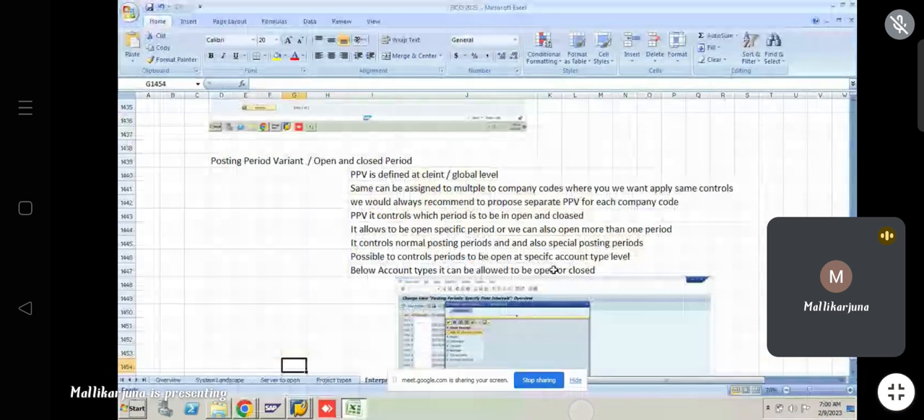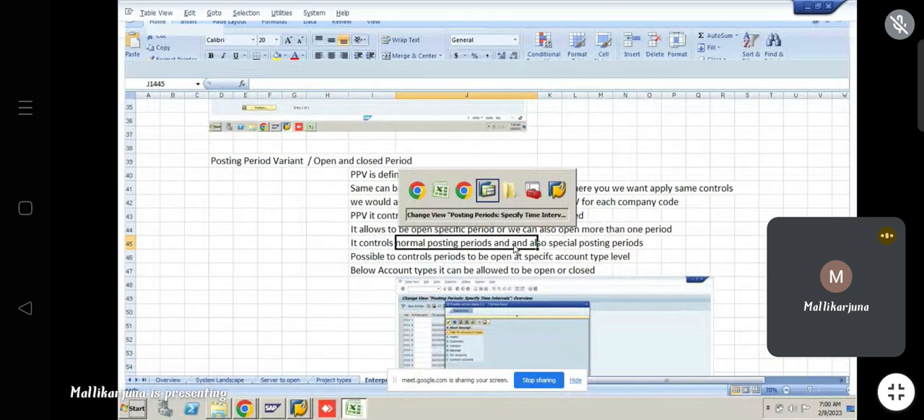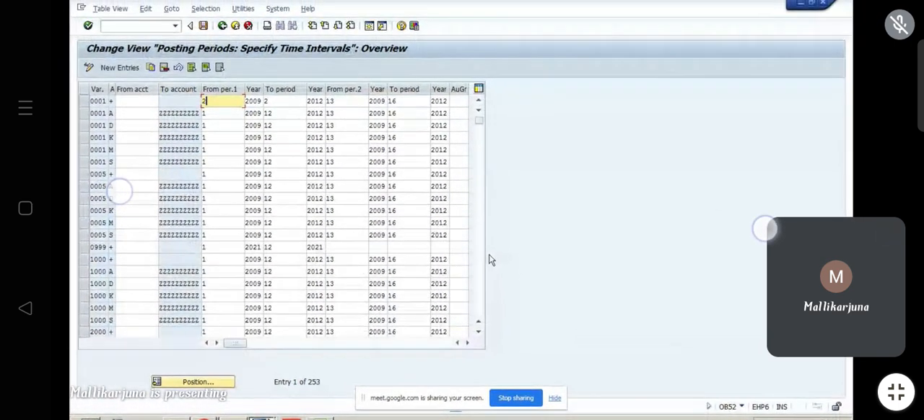Okay, so I hope everyone can see my screen, right? Yes. Can you see my screen?